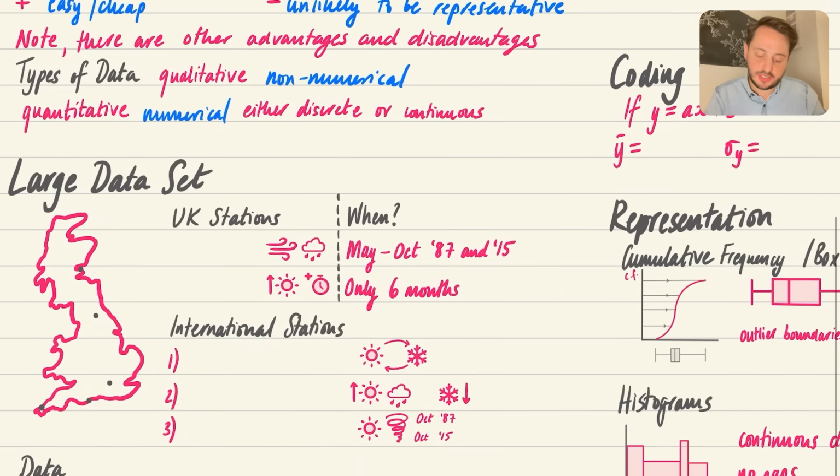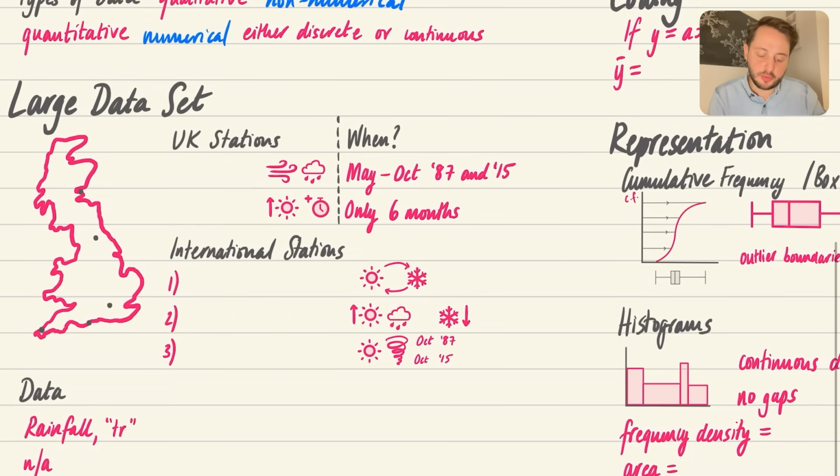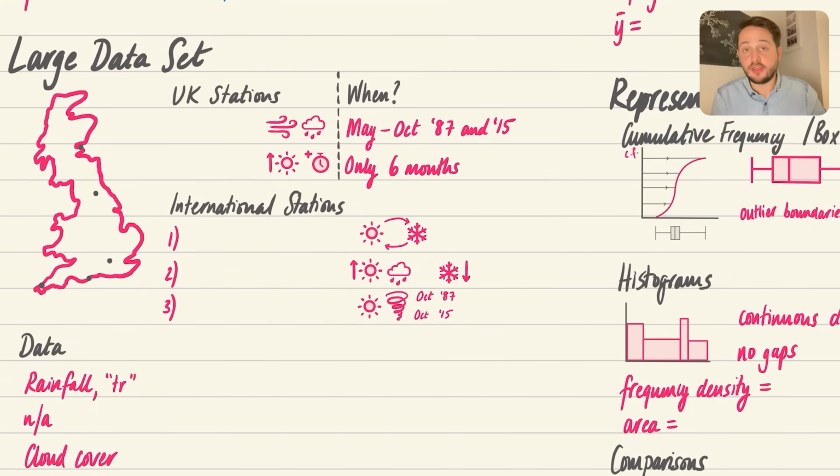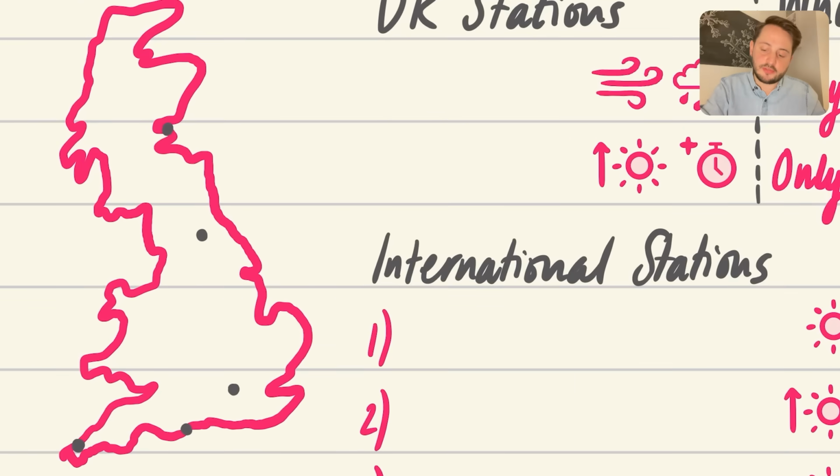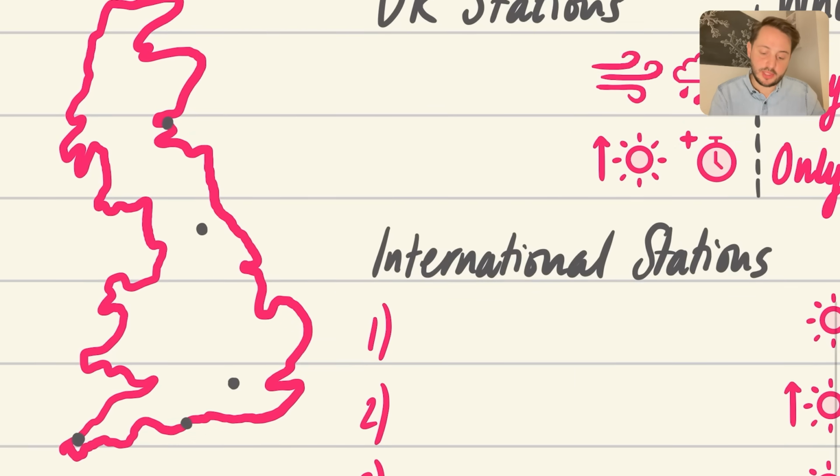Now, I've tried to condense the large data set as much as possible, but there's always going to be more things you need to know about this. So if you are interested, I have got a video about the large data set, and I can link that in the description too. So the first thing that you need to be able to do is name all of the weather stations in the UK.